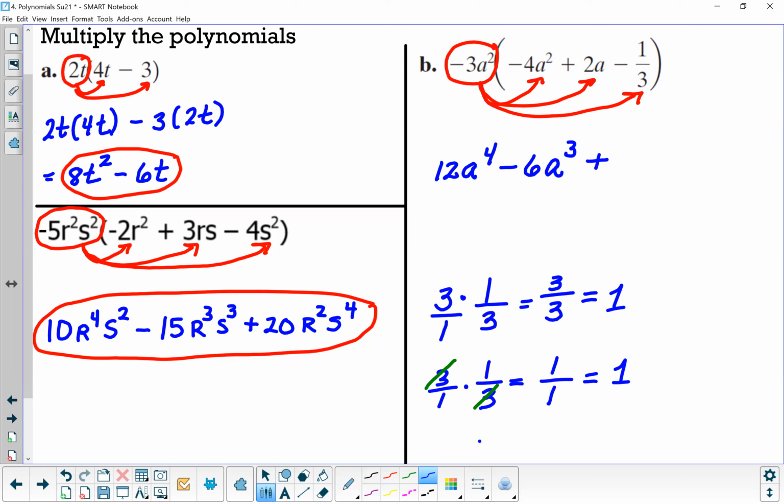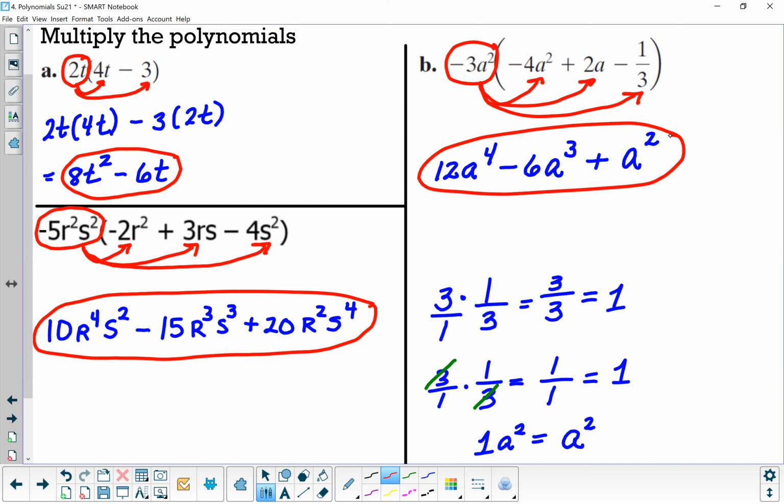We're not going to put 1a squared because the 1 is implied. We just need to put a squared. So we have plus a squared for our last term. And that is done. All right, so for each of these, we were multiplying one term across a polynomial.